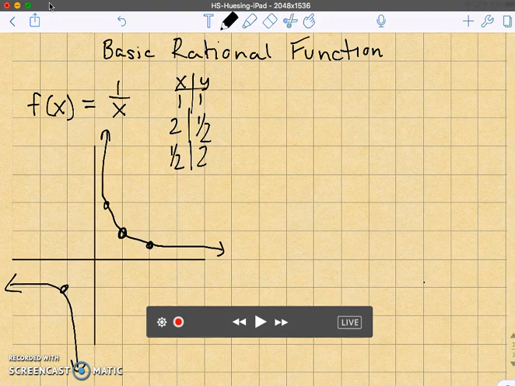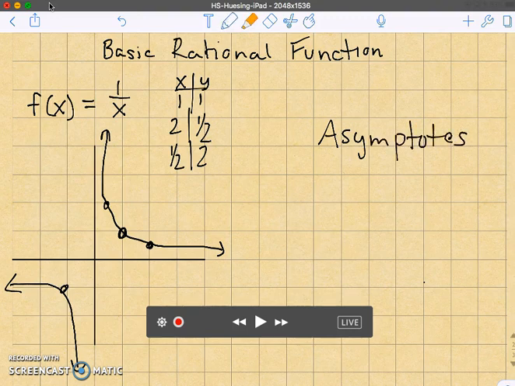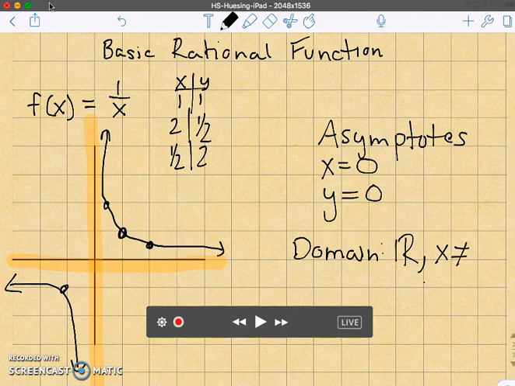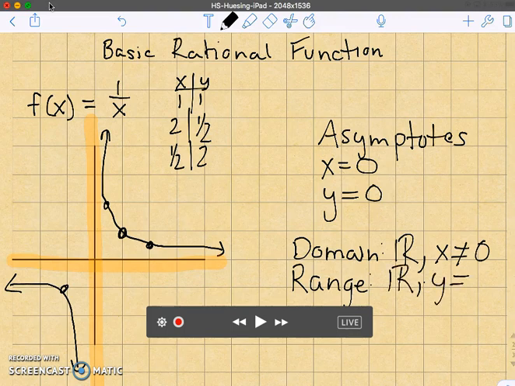So a couple things here. There are asymptotes on this. That's the line that it never crosses. So it never crosses the y-axis, so that's the equation x equals 0. And then it never crosses the x-axis, so that's the equation y equals 0. So if we were to find the domain on this, it's all reals, except x doesn't equal 0. And then if we were to find the range, that's all reals again, except y can't equal 0.